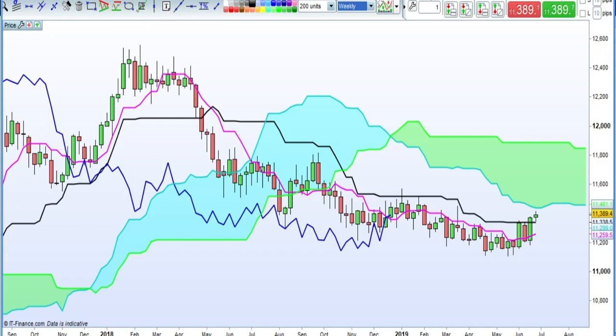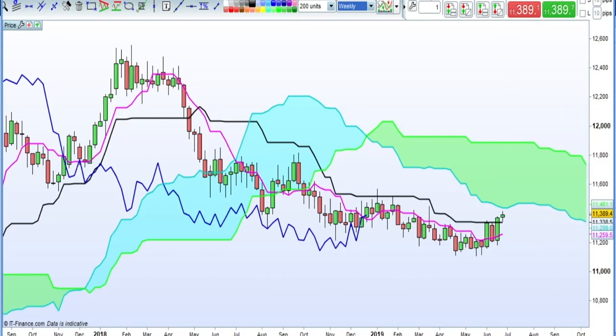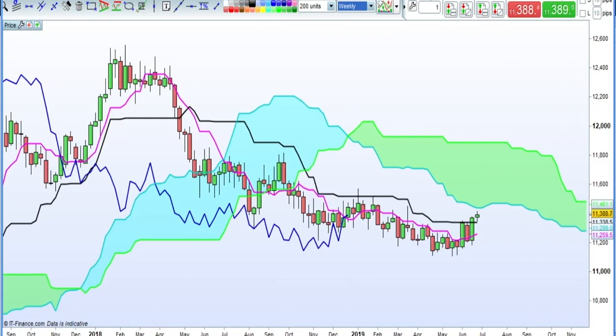Now, we do face a whopping great big fat cloud ahead of us, so that is pretty formidable resistance. But were we to start edging inside the cloud, I would expect, well, it doesn't have to be a fast or a slow move. It doesn't really matter. But your next level of resistance is going to be the very top of that cloud. And notice how it drops in steps.